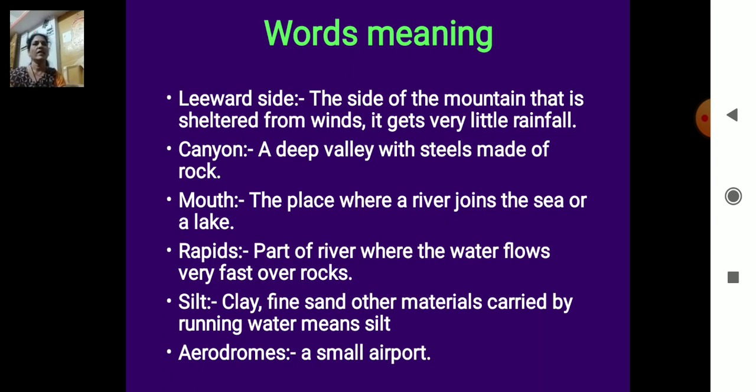Next one, canyon, a deep valley with steep sides made of rock. Third, mouth, the place where a river joins the sea or a lake. Then rapids, part of a river where the water flows very fast over rocks. Silt means clay, fine sand or materials carried by running water. Then aerodromes, a small airport.